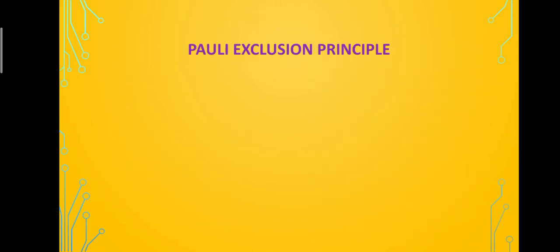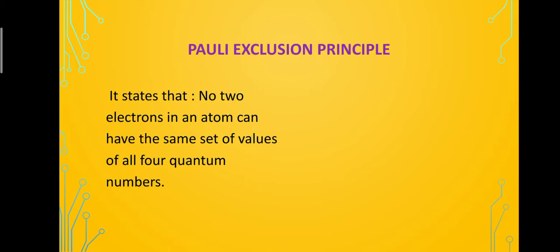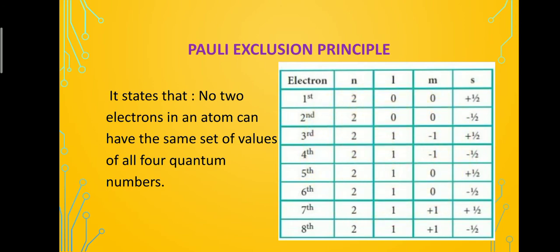So next one is the Pauli exclusion principle. It states that no two electrons in an atom can have the same set of values for all quantum numbers. So look at here. Here the principal quantum number is the same for all the electrons. For n equals 2, that is the L shell, we can have a maximum of 8 electrons, and for each electron there is some difference. They are not the same, so they are unique.